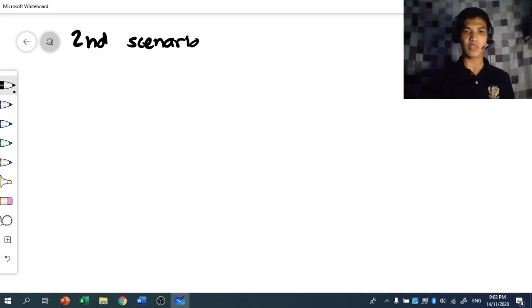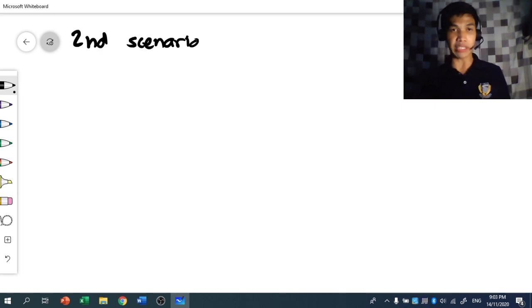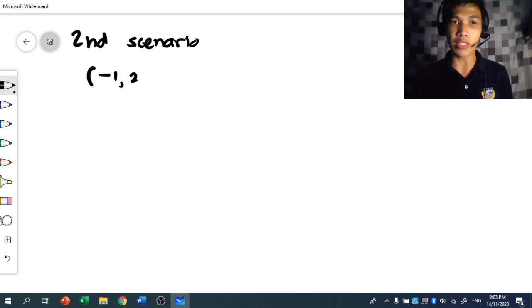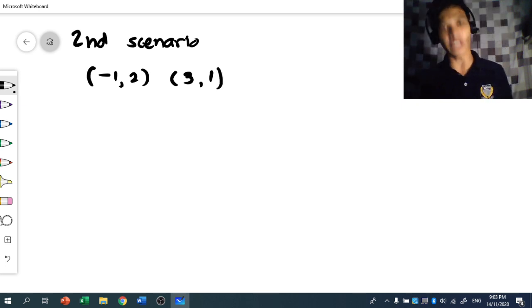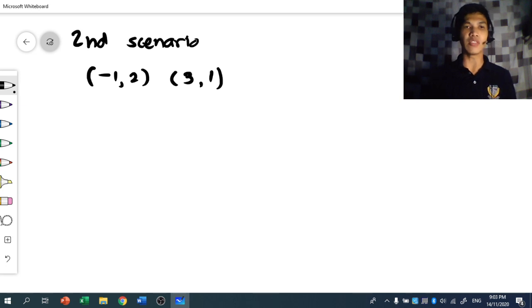Okay, so let's start with our second scenario. What if the given in order to find the equation of the line will be two sets of ordered pairs? So the ordered pairs are the given. For example, (-1, 2) and the other one will be (3, 1). Okay, so those are the two sets of ordered pairs that we have for our second scenario.